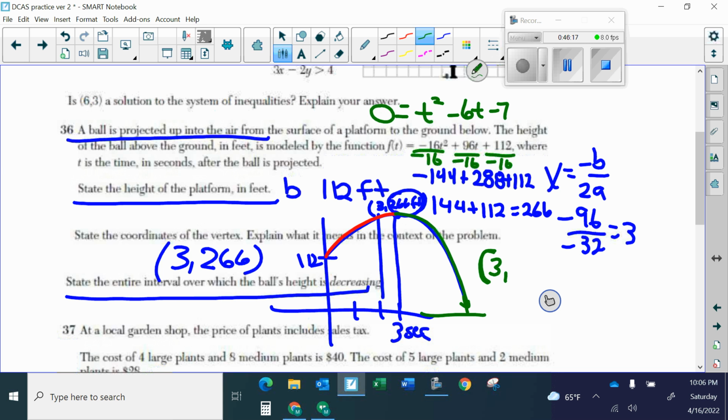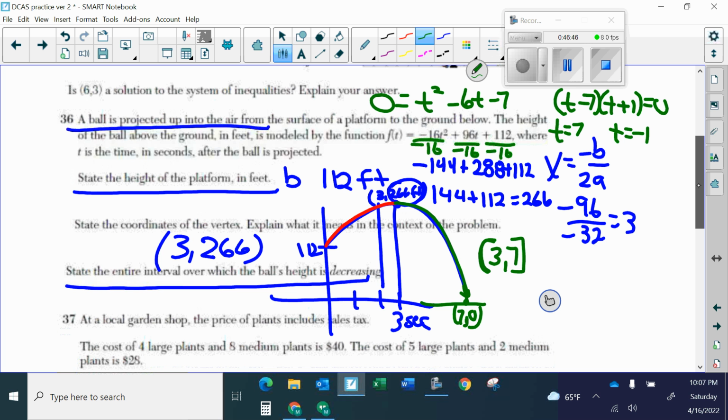Well, now that's a nice easy factoring problem. That's going to factor into (t minus 7)(t plus 1) equals 0. Well, t can't equal negative 1. That's negative 1 second. But t can certainly equal 7 seconds. So this is when it hit the ground, at 7 seconds. So therefore decreasing, once it leaves 3 and goes until it hits 7 seconds. That's the interval, along the x-axis.